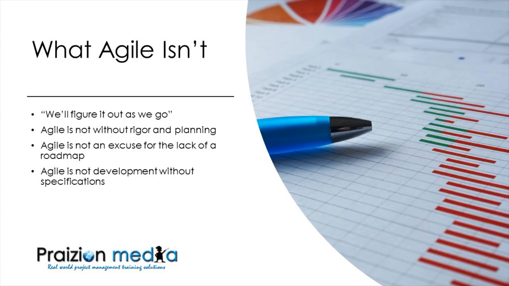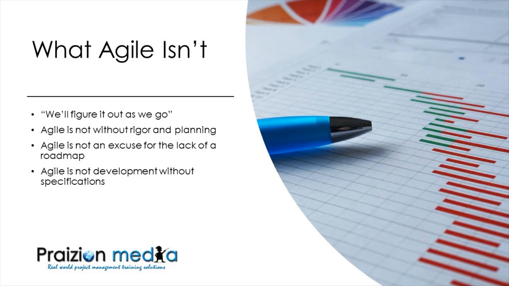Agile is not an excuse for the lack of a roadmap, and this one has probably done the most harm to the Agile movement overall. Organizations and teams following an Agile approach absolutely know where they're going and the results that they want to achieve. Recognizing change as part of the process, as part of an Agile approach, is different from pivoting in a new direction every week, every sprint, or every month.